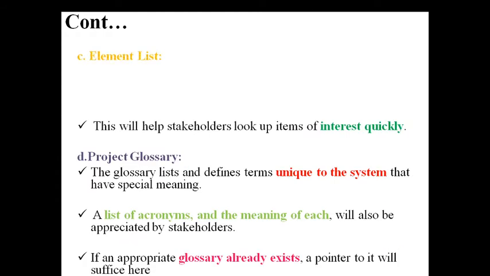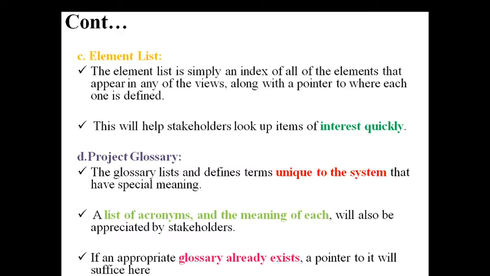Okay, next, element list. It also should contain the element list. What are the elements you have used in your project? That element list should provide this architecture. Along with it, it has to provide a project glossary. What is a glossary, ma? The glossary lists and defines terms unique to the system. The terminology that has been used.